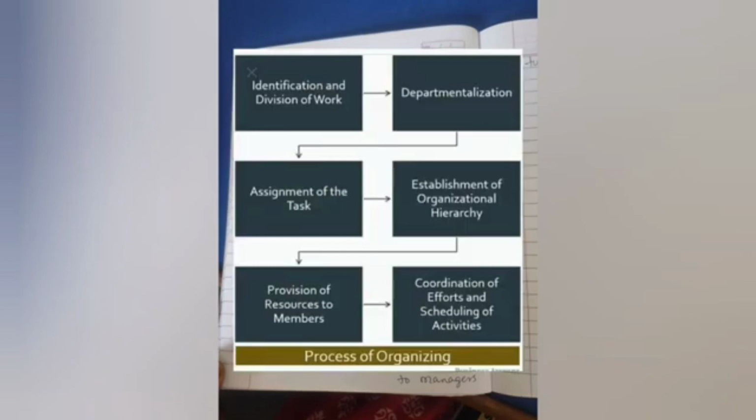Process of organizing. You may write this also, or previously I have attached one photo, that also you may go through, but the easiest is this one: identification and division of work, after that departmentalizing, after that assigning the task, after that establishing organizational hierarchy and creating the resources and coordinating the efforts. After organizing, what are the 4 on the job training?